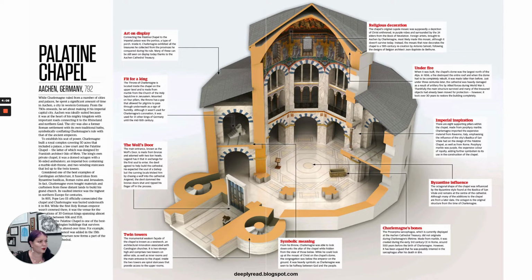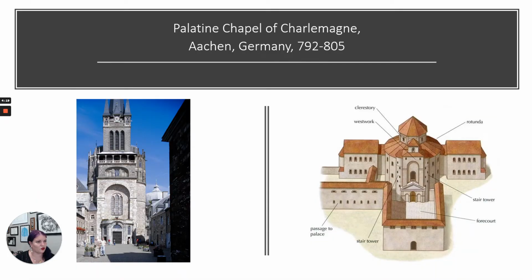Charlemagne is buried here. His bones are in this sarcophagus that is inside this chapel. A lot of iconic religious decoration is happening in here. This is what it looks like from the outside. It's hard to get a good outside shot of it because the city's really built up around it.